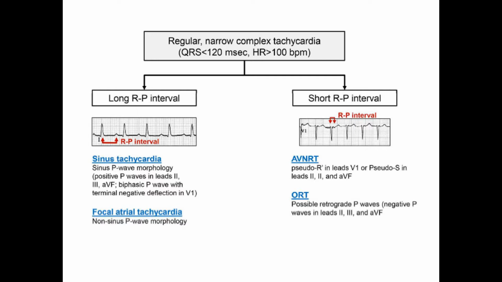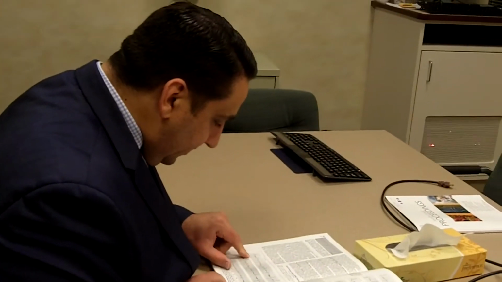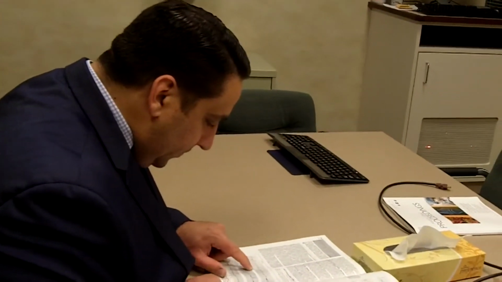The long RP tachycardias include sinus tachycardia or focal atrial tachycardia, looking at positive P wave deflections in leads 2, 3, and AVF, and a biphasic P wave with a terminal negative deflection in V1, and of course sinus tachycardia. As you'll see reading through the paper, we have certain reasons why folks could have this. It's a normal physiologic response to a certain stressor: fever, an illness, hypoxia, anemia. Focal atrial tachycardias should be thought of as having a non-sinus P wave morphology. So what we just described for sinus tachycardia, the P wave morphology will be something different.